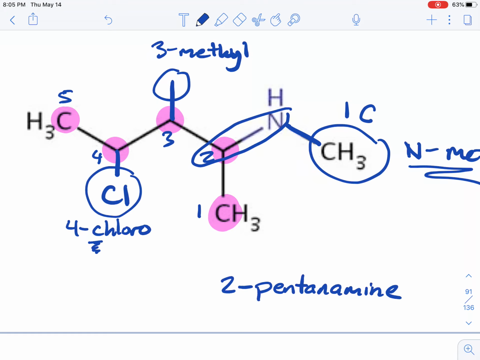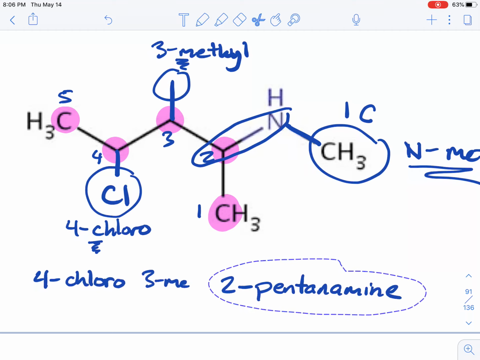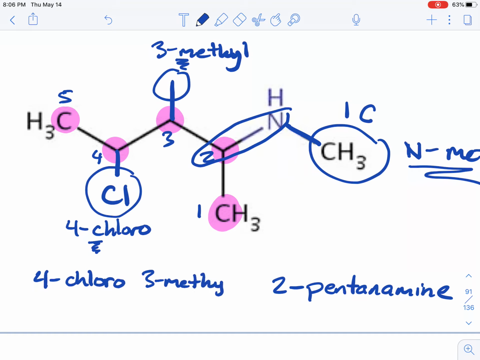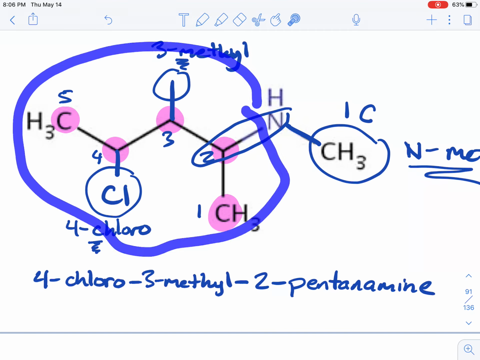Since I have two different substituents, I want to organize them alphabetically. So looking at the first letter, C comes before M, and so I would have to write 4-chloro first. And then I would put in the 3-methyl in between. And now I'm just going to connect my pieces through the use of the dash, because I'm going from letter to number. And so this would represent the name of the parent structure that's to the left of this nitrogen.